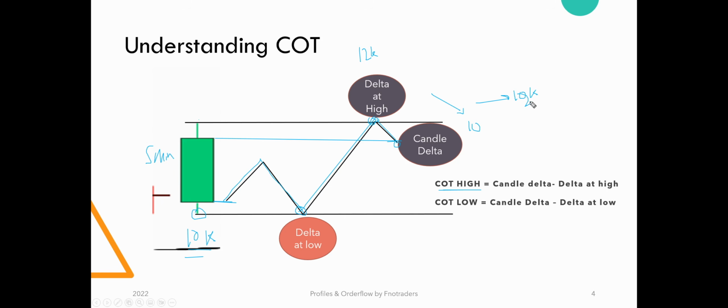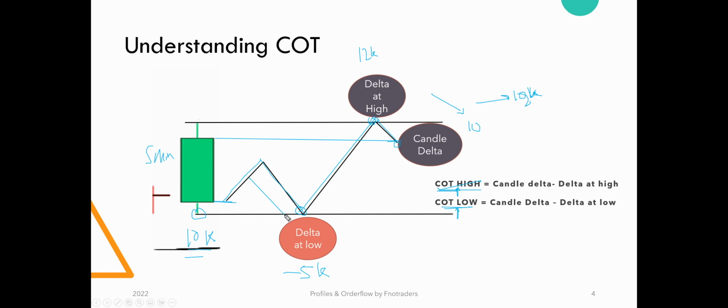If you want to remember it easily, the way I try to remember it is, you know, COT from high, COT from low. Use the word from in between: from high, from low. Then you will remember it easily. Similarly, let's say the delta at the low was minus 5k.